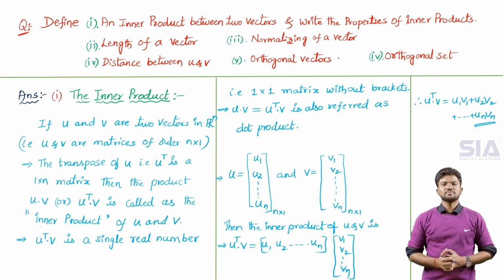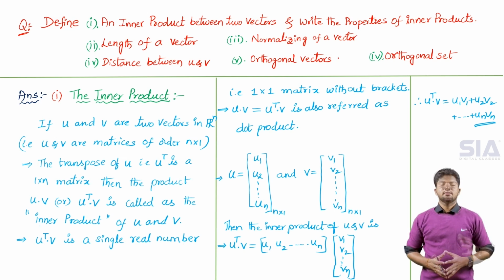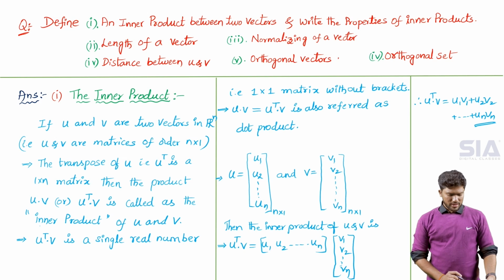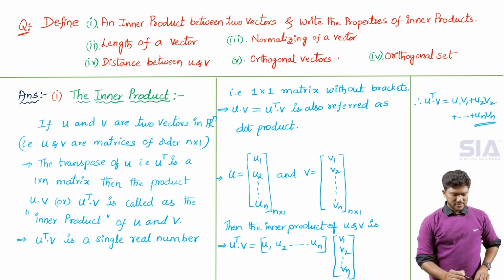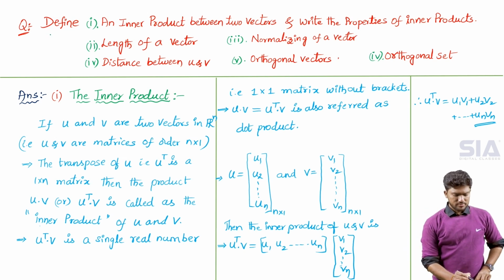So now in this lecture, we are going to discuss the basic definitions of the fourth unit. The name of the unit is inner products and orthogonality. In this lecture, we are going to discuss the primary definitions of inner products and orthogonality. So first of all, see the questions.